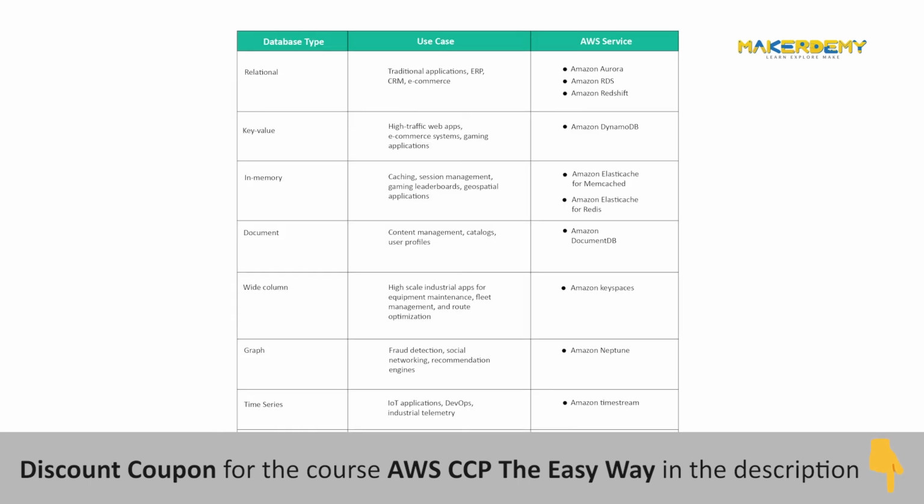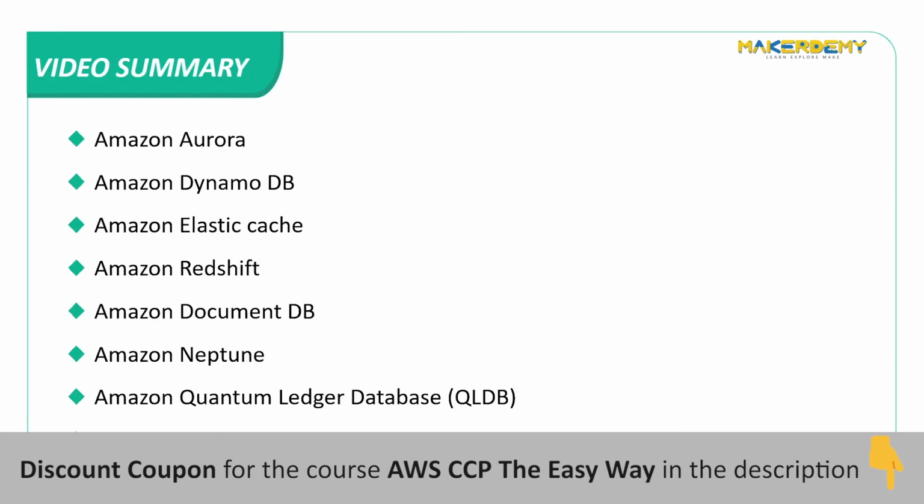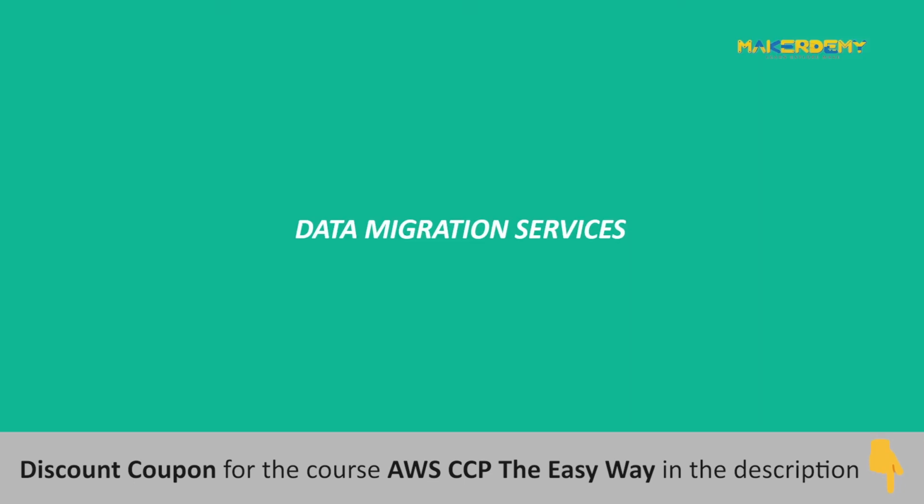This brings us to the end of this video. Summary. In this video, we have covered the following topics: Amazon Aurora, Amazon DynamoDB, Amazon ElastiCache, Amazon Redshift, Amazon DocumentDB, Amazon Neptune, Amazon Quantum Ledger Database or QLDB, Amazon Timestream. In the next video, we will learn about data migration services.